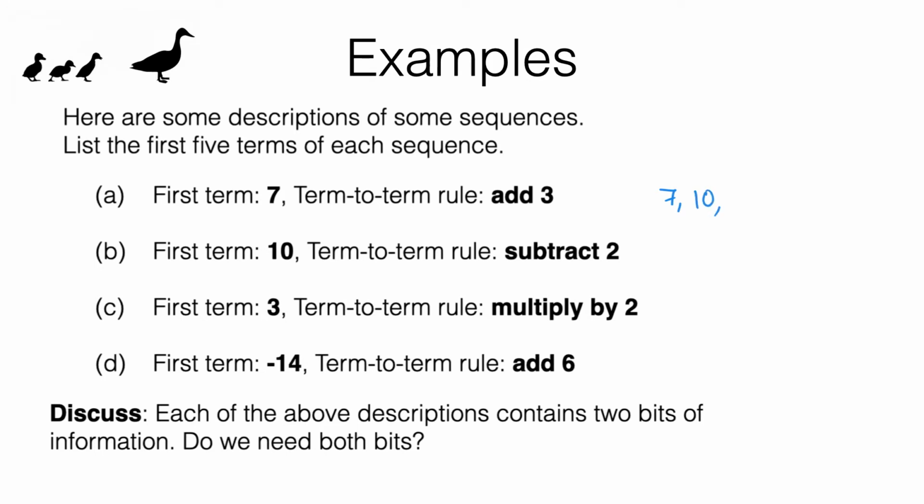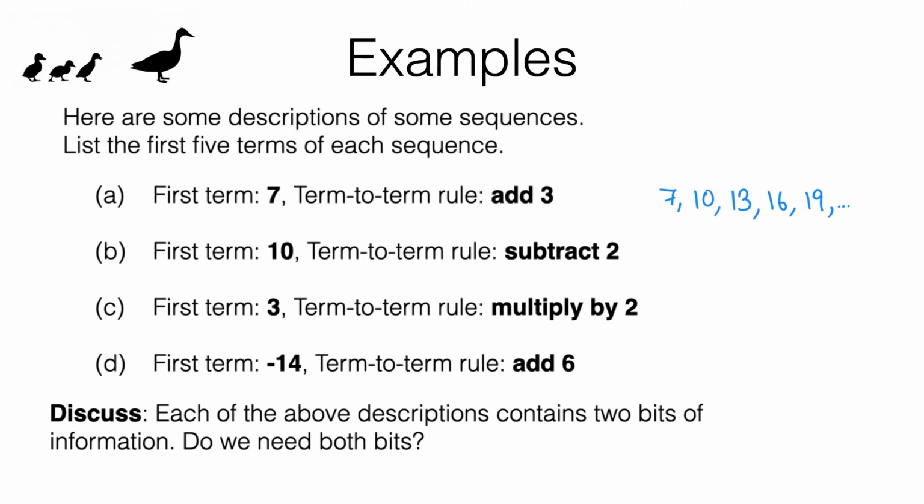To get the third term in the sequence, I need to apply the term-to-term rule to the second term in the sequence. So I need to add 3 onto 10. That gives me 13. Carrying on, I get 16 and 19. Now, this sequence will continue forever, but I only had to write down the first 5 terms, so I'm going to stop here. Pause the video and see if you can list out the first 5 terms of the next 3 sequences.